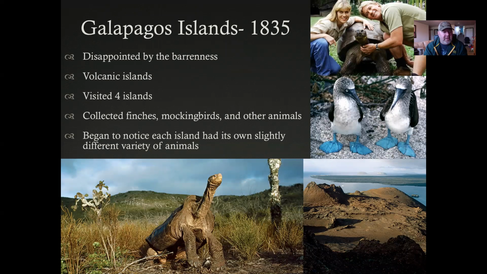Now, when we think about Charles Darwin, we oftentimes sort of equate him and his studies and his travels to the Galapagos Islands. And he was in the Galapagos in 1835 when he thought it was going to be like this lush, beautiful, tropical paradise. And what he found was that it was actually really quite dry. It was barren.